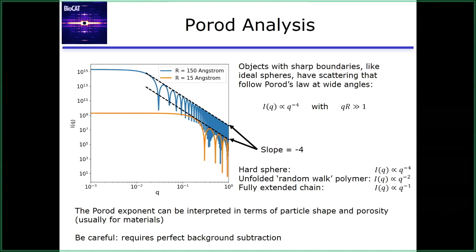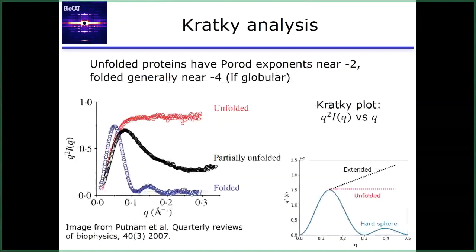The other thing I want to mention about this is because we're fitting the high Q, it's really sensitive to the background subtraction. A little bit of offset is going to change that exponent quite significantly. So you really need perfect background subtraction to do this analysis. You need to be really sure of what you've done.